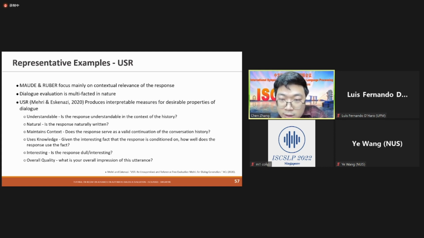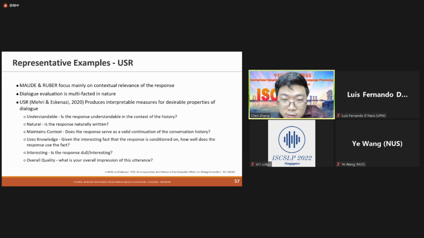So the third one is maintains context. That's whether a response serves as a valid continuation of the conversation history. And the fourth one is uses knowledge. This means whether the generated response is grounded in external knowledge, whether it truthfully delivers the information that is covered in the external knowledge base. For example, just now we mentioned the dataset, Topical-Chat. That one can be used to train models that specifically evaluate such a dimension.